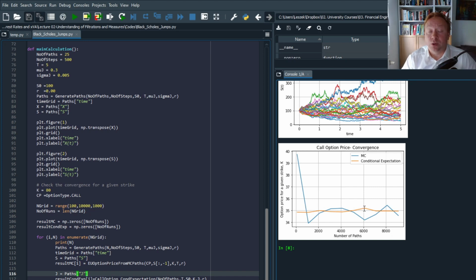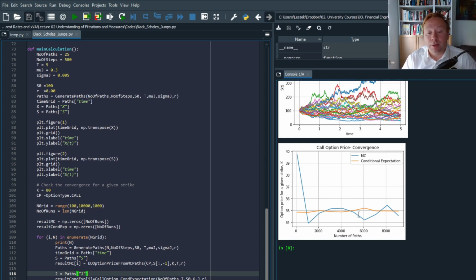The orange one, the conditional expectation, is very, very stable. It doesn't really change so much depending on the number of paths. And the blue line, especially in the beginning, before we go to 2,000 paths, is highly volatile. However, you can also see that for 6,000 paths, the results can still be significantly off. And this has to do with the jumps.